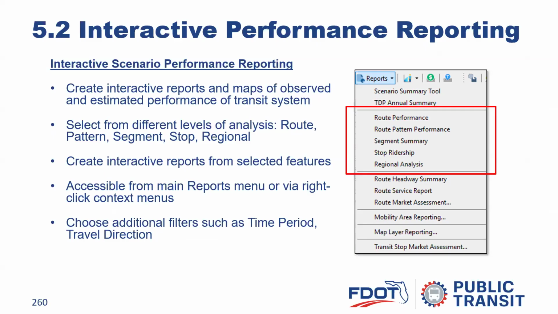So not only does it report out on all these different transit features, but also whatever you might select using the T-Best selection tools. It's accessible from the main reports menu via right-click context menus. Generally, under reports you can get to this array of interactive reporting options. But whenever you right-click on a route or a group of routes, you can get to performance reporting, or stops or segments, same thing.